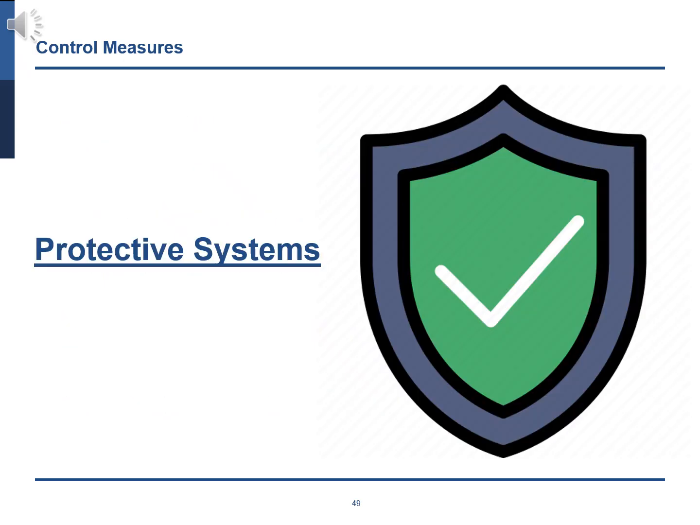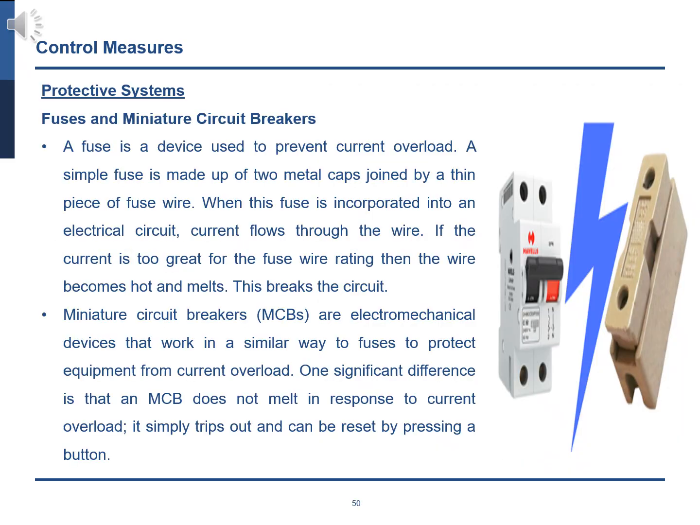Protective systems. Fuses and miniature circuit breakers. A fuse is a device used to prevent current overload. A simple fuse is made up of two metal caps joined by a thin piece of fuse wire. When this fuse is incorporated into an electrical circuit, current flows through the wire. If the current is too great for the fuse wire rating, then the wire becomes hot and melts.